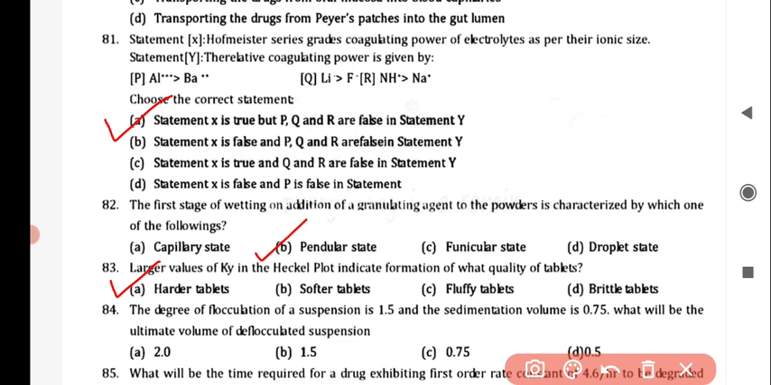Next question is, the degree of flocculation of a suspension is 1.5 and the sedimentation volume is 0.75. What will be the ultimate volume of deflocculated suspension? And the correct answer is option D, that is 0.5.